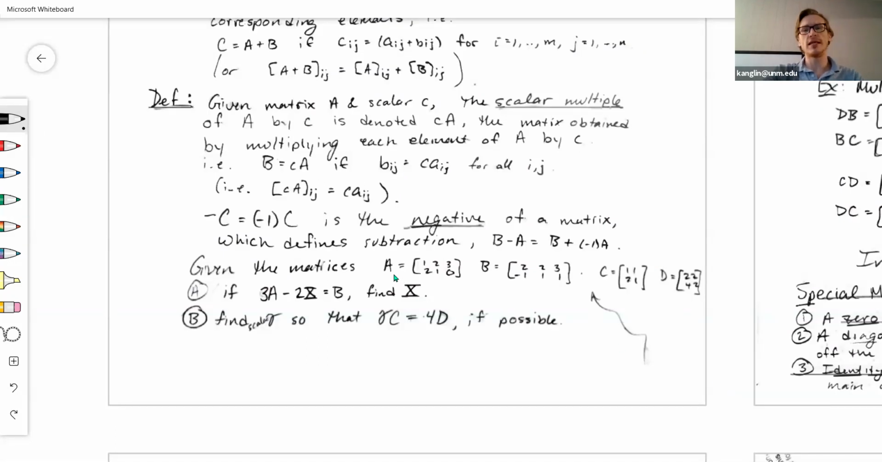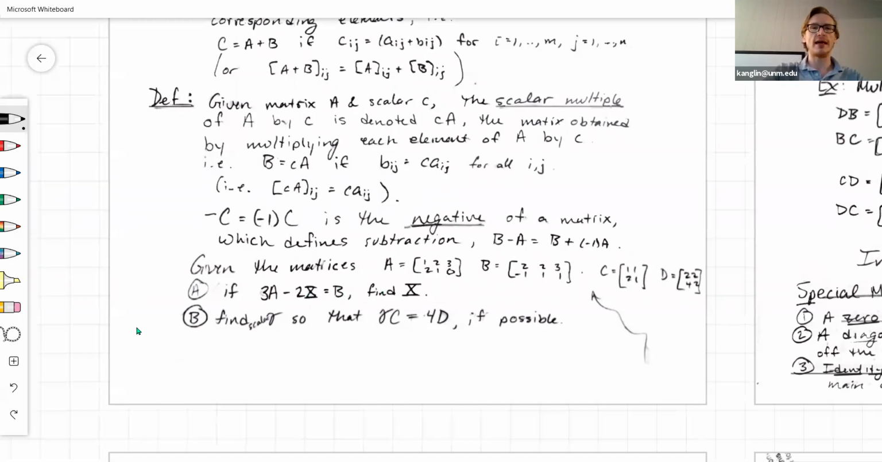So let's go through a couple little toy problems here, just basic matrix arithmetic and a little matrix algebra. Given these matrices, A equals 1, 2, 3 in the first row, 2, 1, 0 in the second row. B equals 2, 2, 3 in the first row, -1, 1 in the second row. C equals 1, 1 in the first row, 2, 1 in the last row. And D equals 2, 2, 4, 2. So we have these given matrices. We're told if 3A minus 2X equals matrix B, find that matrix X in this equation, right? We know what the matrix A is. We know what the matrix B is. We want to use some matrix algebra to actually solve for that unknown matrix X.